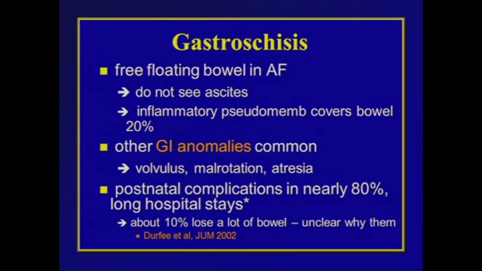Now what that means is there is no membrane over the bowel. Therefore, you will never see ascites, because if there's ascites in the fetus, it will be easily released into the amniotic fluid, and the presence of ascites means you're not looking at gastroschisis. There can be an inflammatory pseudomembrane over the bowel in up to 20%, but that's typically not seen as a discrete, thin covering membrane.